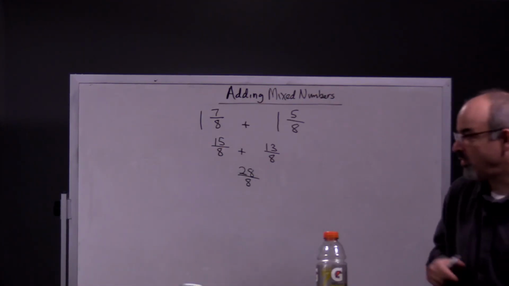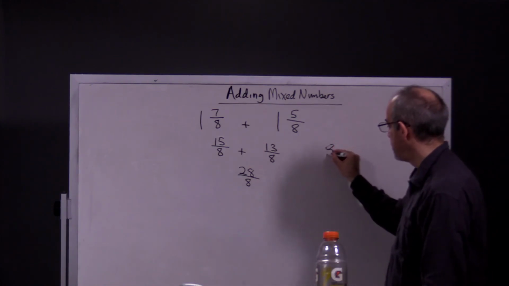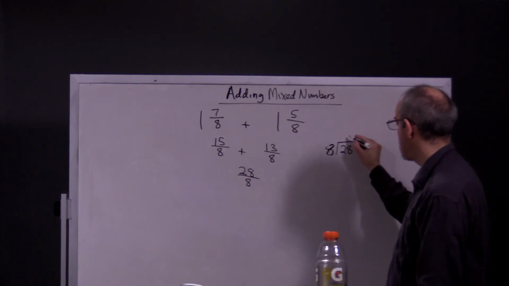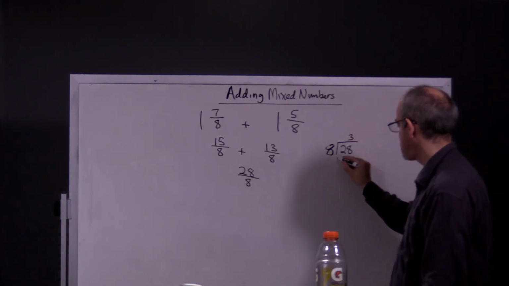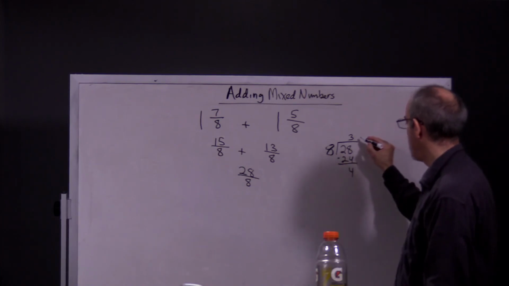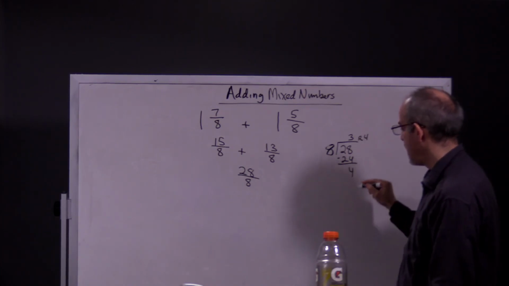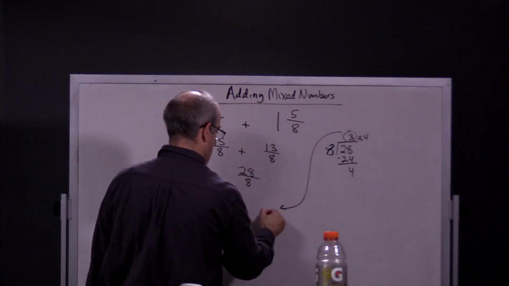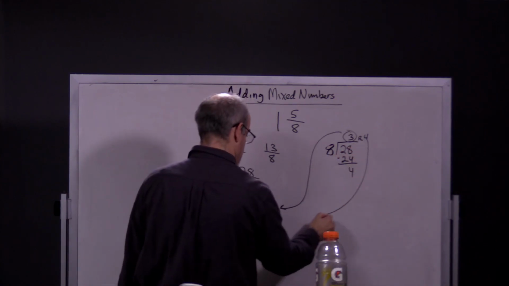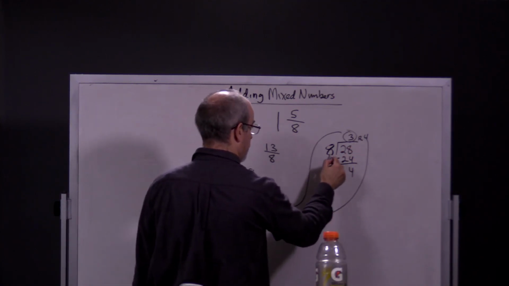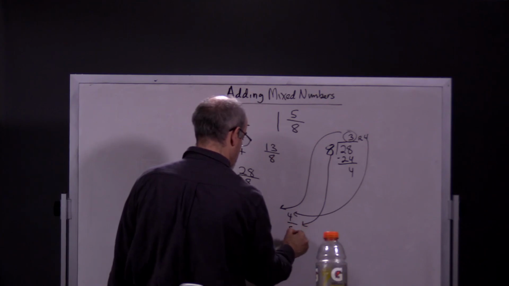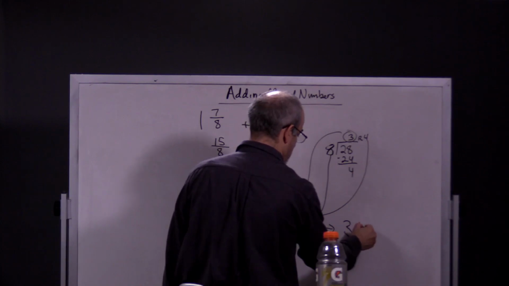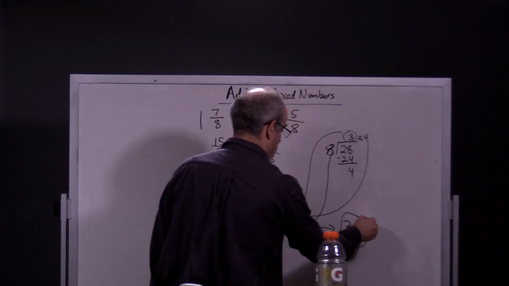Now to change that to a mixed number, you divide 28 by 8. 8 goes into 28 3 times. 8 will not go into 4, so you have a remainder of 4. So remember, that means this is going to be here, this is going to be here, and this is going to be there. So you get 3 and 4/8, which, remember, 4/8 can simplify to 1/2.